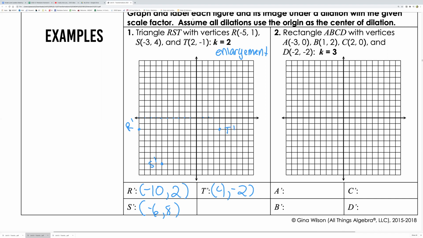Let's connect those. Already, I feel like I'm doing pretty good because this is looking really big. And it's an enlargement, so it should look big. All right, now I'm going to graph my original. So we're going to go 1, 2, 3, 4, 5, up 1.